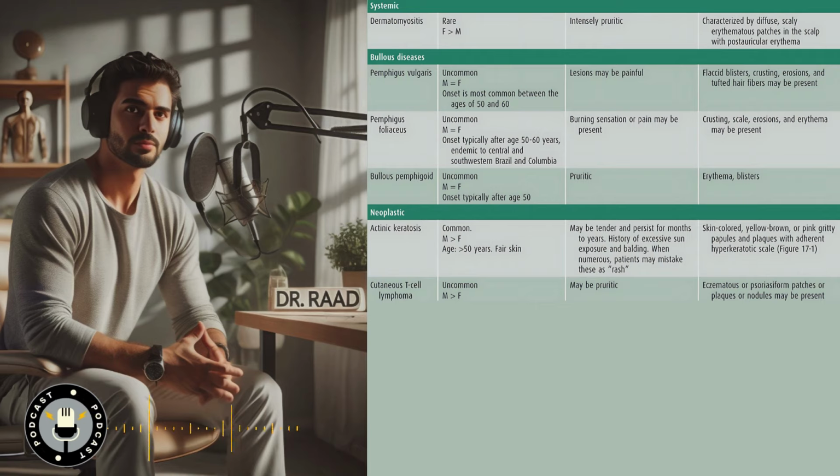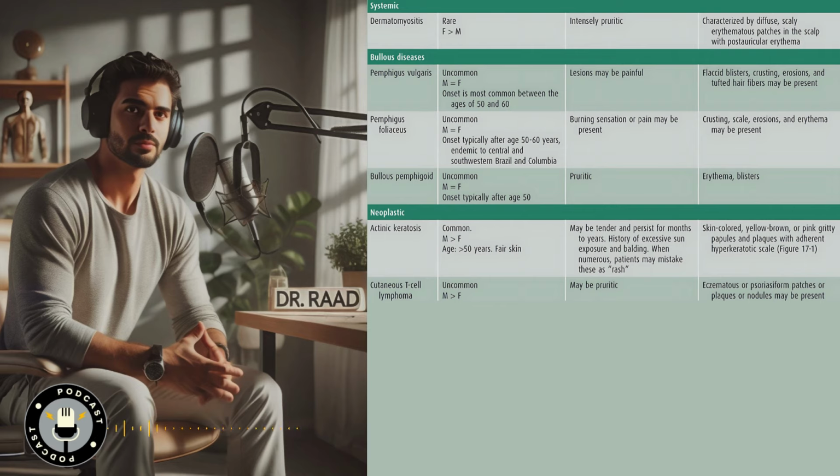Presentation: these lesions can be tender, persist for months or even years, and when there are many, patients might even mistake them for a rash. They typically appear as skin-colored, yellow-brown, or pink gritty papules and plaques with an adherent hyperkeratotic scale.